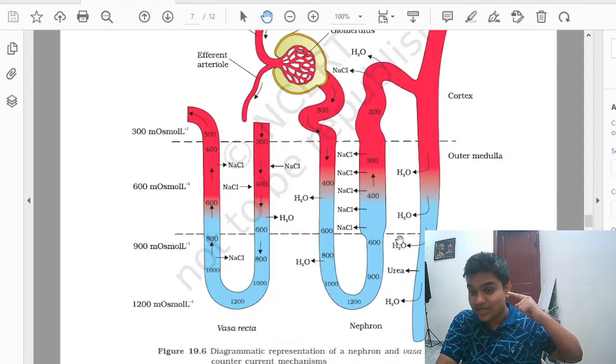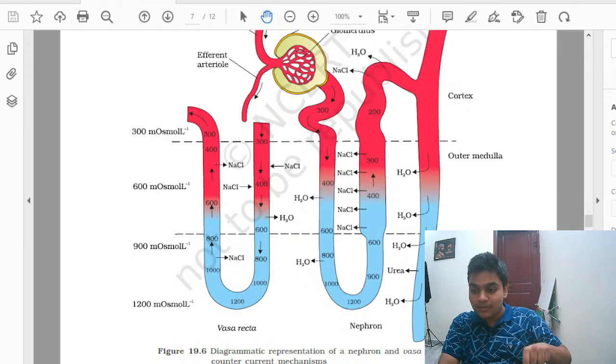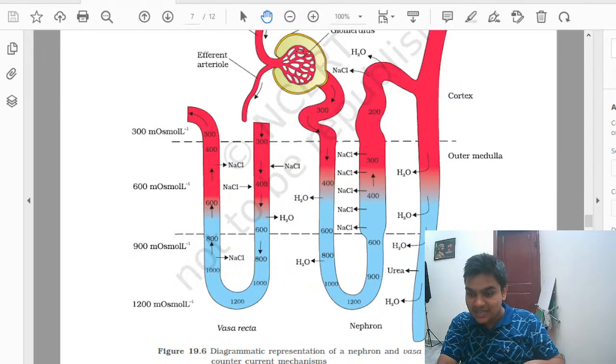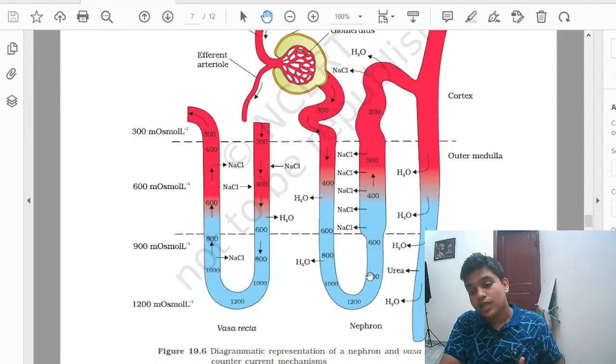The same thing is happening with the urea. The urea is being reabsorbed by the collecting duct, and this same urea which is reabsorbed by the collecting duct is being secreted into the ascending limb.